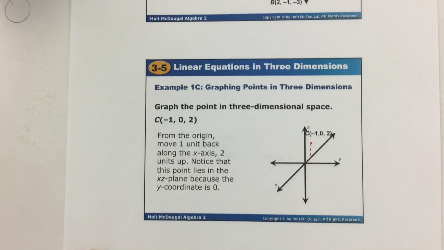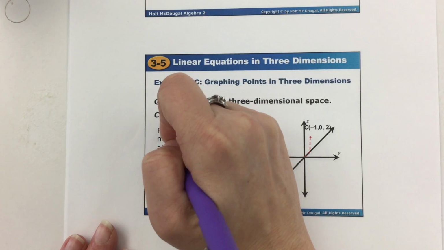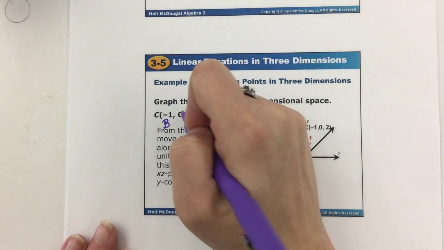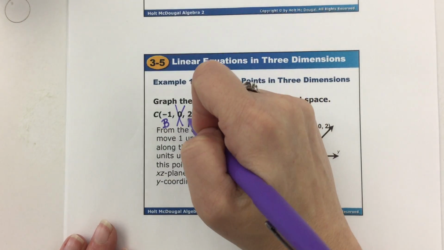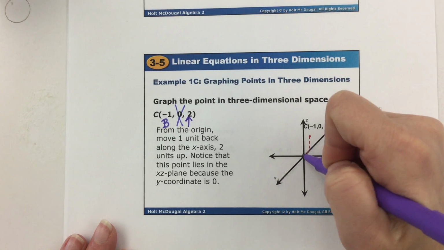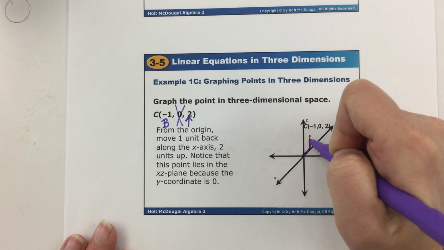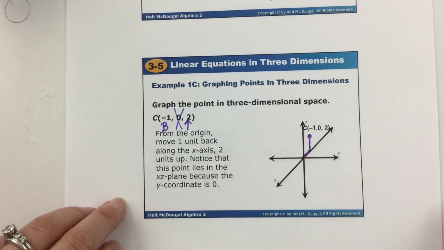Okay, we can graph point C. The X value is forwards or backwards. This is negative, so I go back. Y is left and right, so I don't go left or right. Z is up or down. It's positive, so I go up. So this point from the origin, I go backwards a unit, and then I head up. So again, showing the path you take is what's really important here.